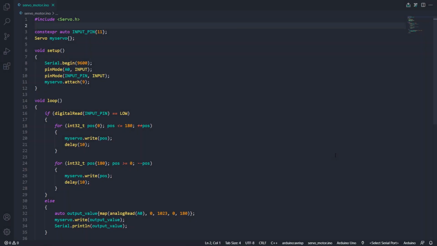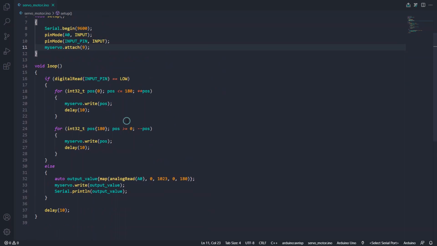So here's the code. Since we are working with servo motors, we have included the servo.h header file. Also I have declared a constant called input pin and initialized it to pin number 11. Further, I have declared an object of type servo which will basically control the servo motor. In the setup function, we have started the serial monitor, initialized the pins A0 and input pin to pin modes input, and attached the servo motor to pin number 9.